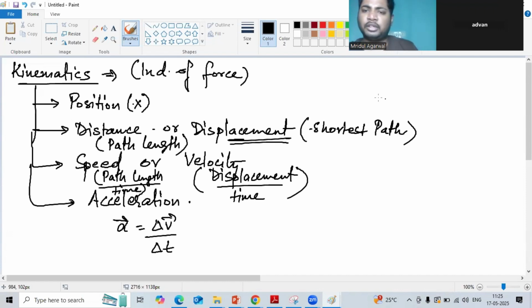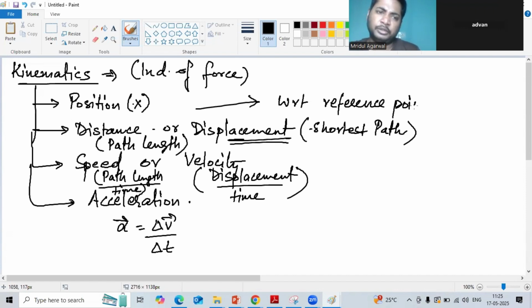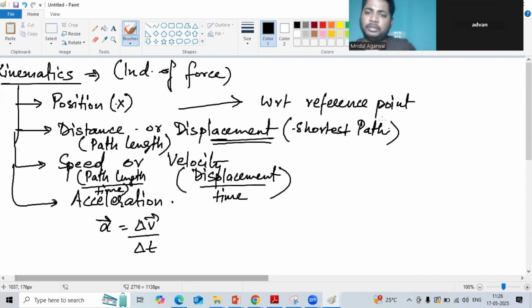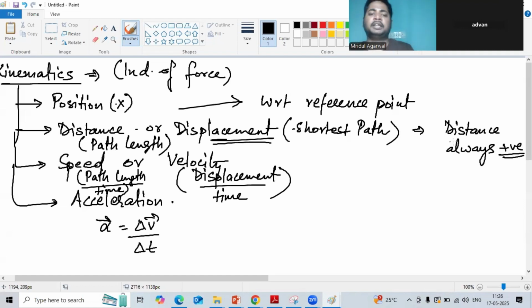We define position with respect to some reference point, isn't it? Distance is always positive, and it is never going to decrease. Even if the particle comes back to the original point or initial position, the distance will keep on increasing, while the displacement becomes zero in that case. Displacement can be negative, positive, or zero. Clear?